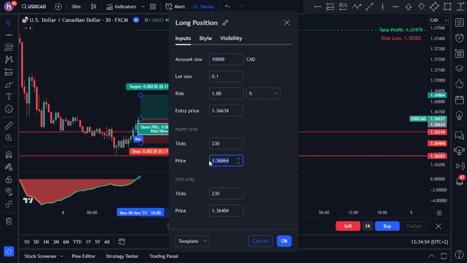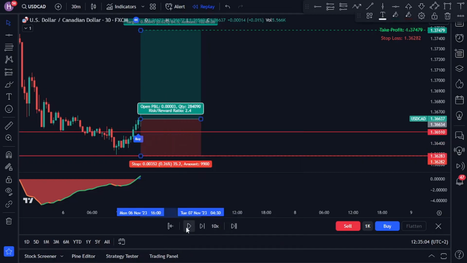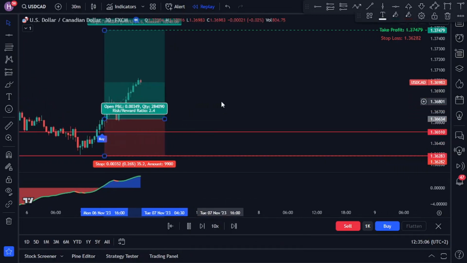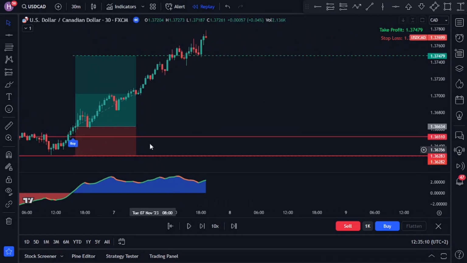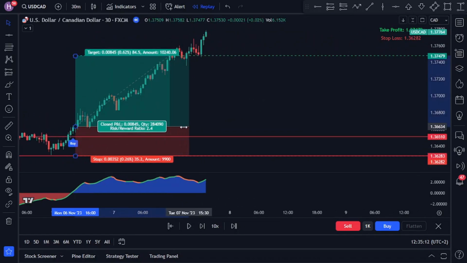For the buy trade, I will use the stop loss and take profit provided by the indicator and let the trade play out. The level shown for the stop loss and take profit can also be adjusted under the settings for the indicator, making them versatile for different trading approaches.